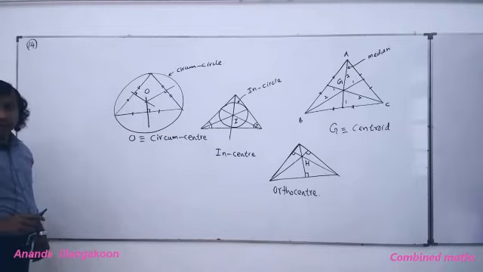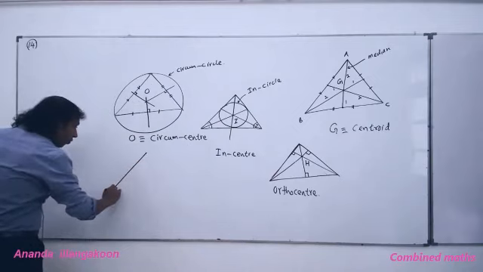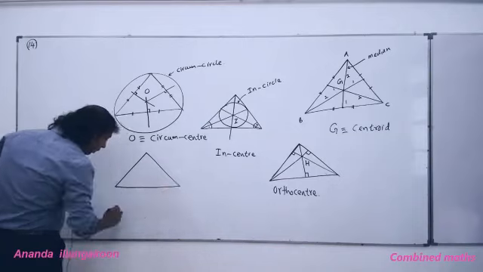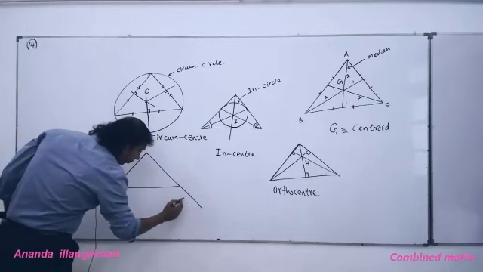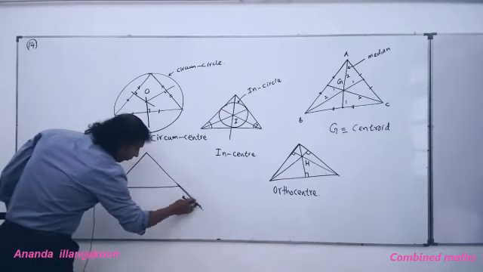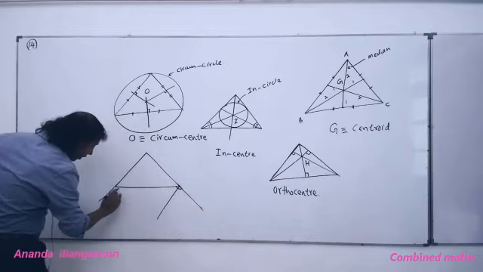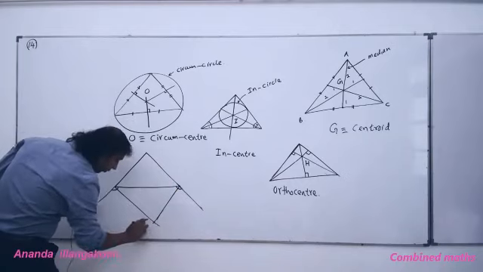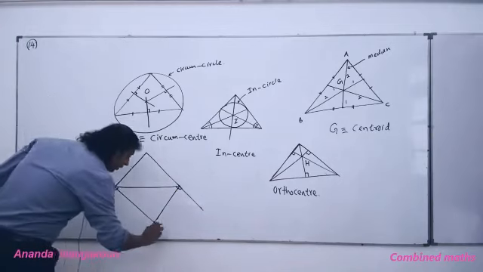Another one is there: the excenter. We have the excenter. When we consider the triangle this way, this side and this side we can produce this way. Then the angle bisector of this angle and the angle bisector of this angle we construct, and they meet at a point like this. This point is called the excenter.